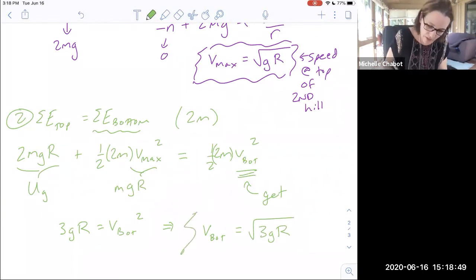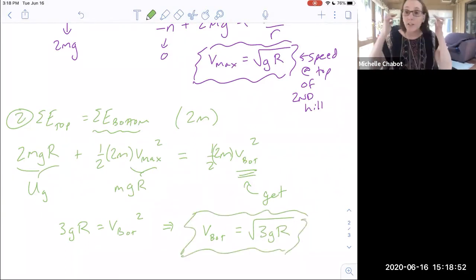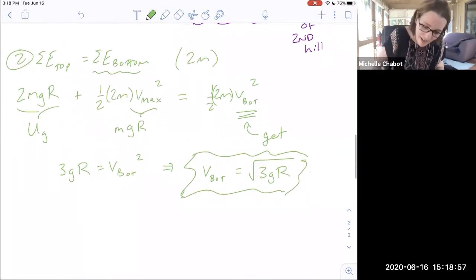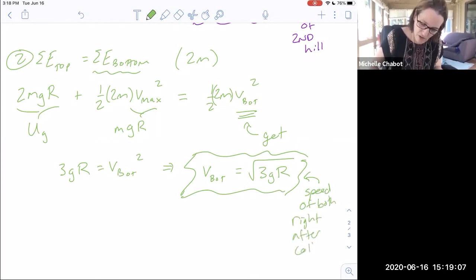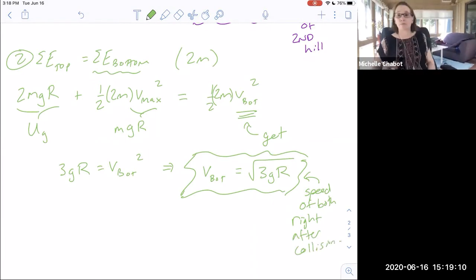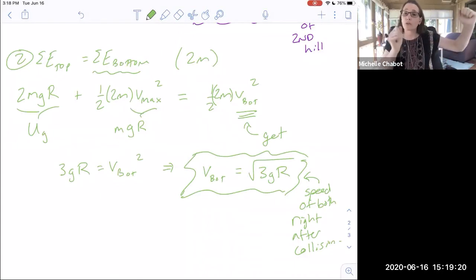And I'm going to mark this and label it because I know in my head right now what it is, but by the time I do a couple more steps, I might have forgotten. So I'm going to put in here that this is the speed of both blocks right after the collision. So now I know the speed of both blocks right after the collision. And so I need to then translate that into the speed of just one block. So one comes in, hits, and they move together. So I need to translate that into the speed of just that one block before the collision.